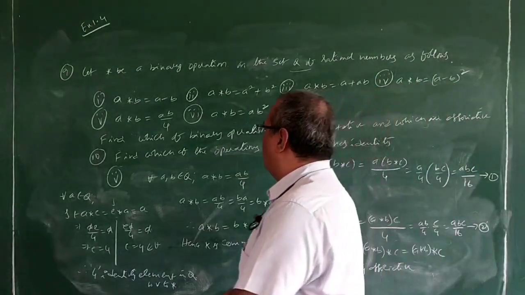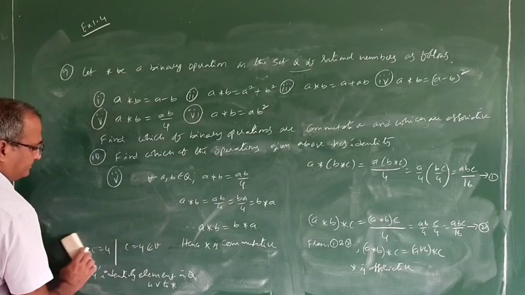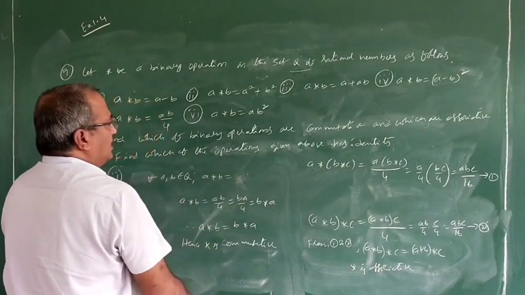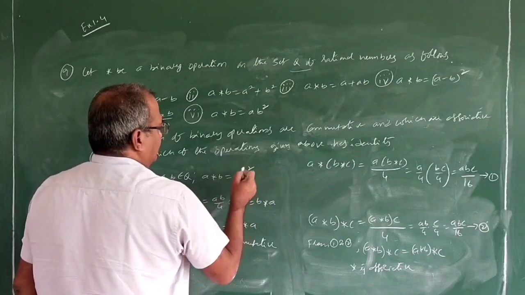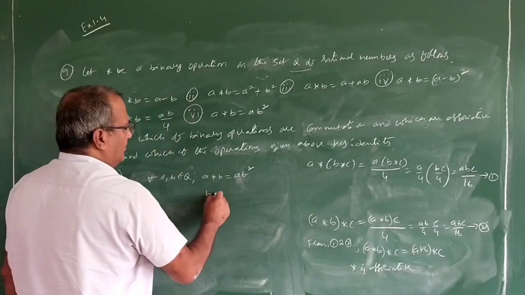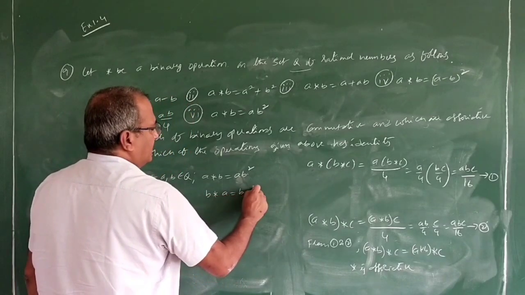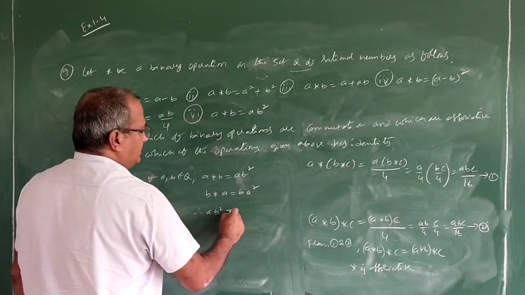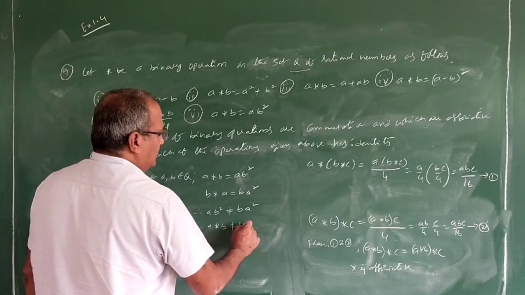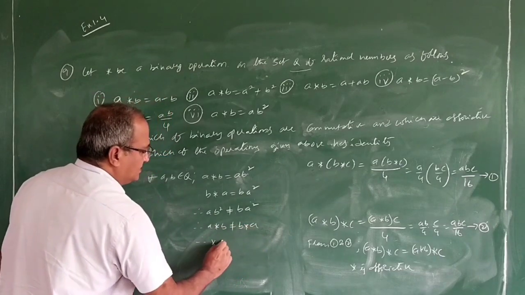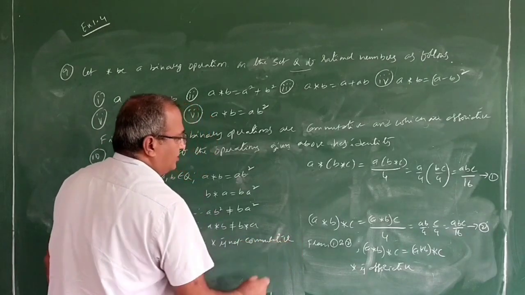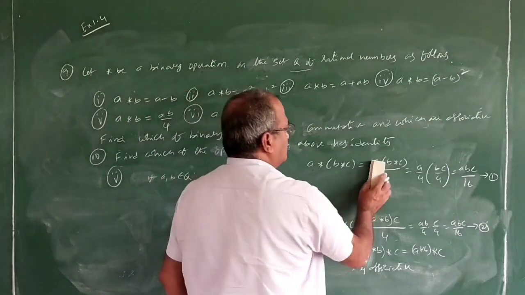Next, the last problem, the sixth one. A star B is equal to AB square. So B star A, what will happen? BA square. So AB square is not equal to BA square. Therefore A star B is not equal to B star A. Therefore star is not commutative.